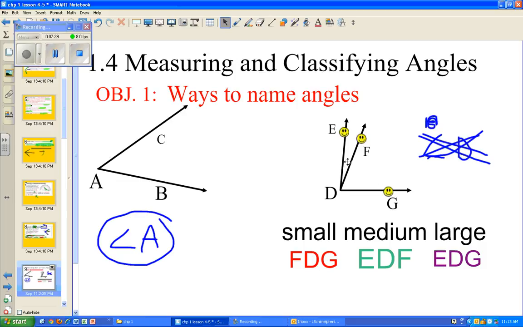And angle EDF, the green one, is where you should have the small. FDG is the medium, and EDG is the large. So I had the 2 switched around, the green and the red. Okay. And again, the middle letter needs to always be the vertex, and the other 2 letters, F and E, could have been switched around, and the other 2 letters on the medium one could be GDF or FDG. Doesn't matter on the other 2. Okay, but the vertex always has to be in the middle.